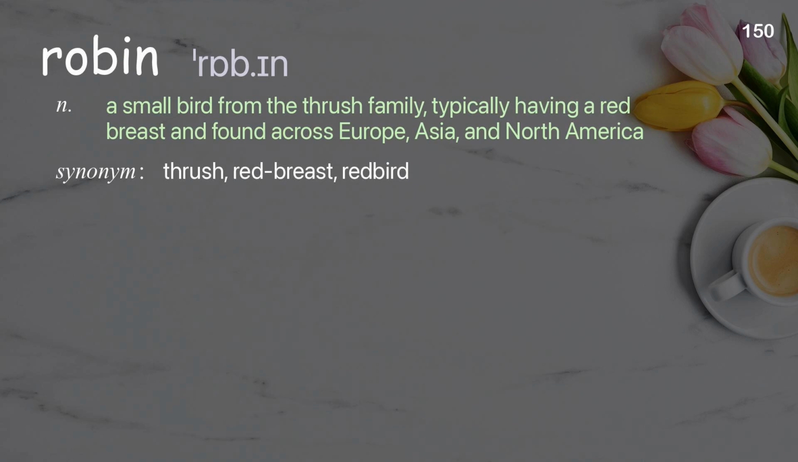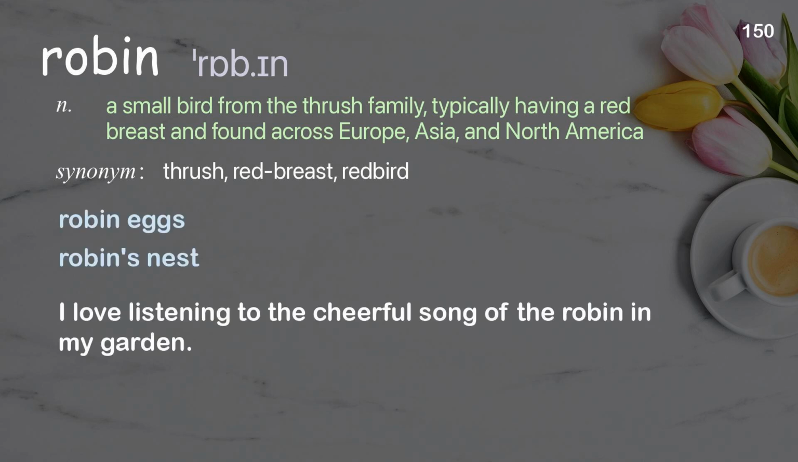Robin. A small bird from the thrush family, typically having a red breast and found across Europe, Asia, and North America. Examples: Robin eggs. Robin's nest. I love listening to the cheerful song of the robin in my garden.